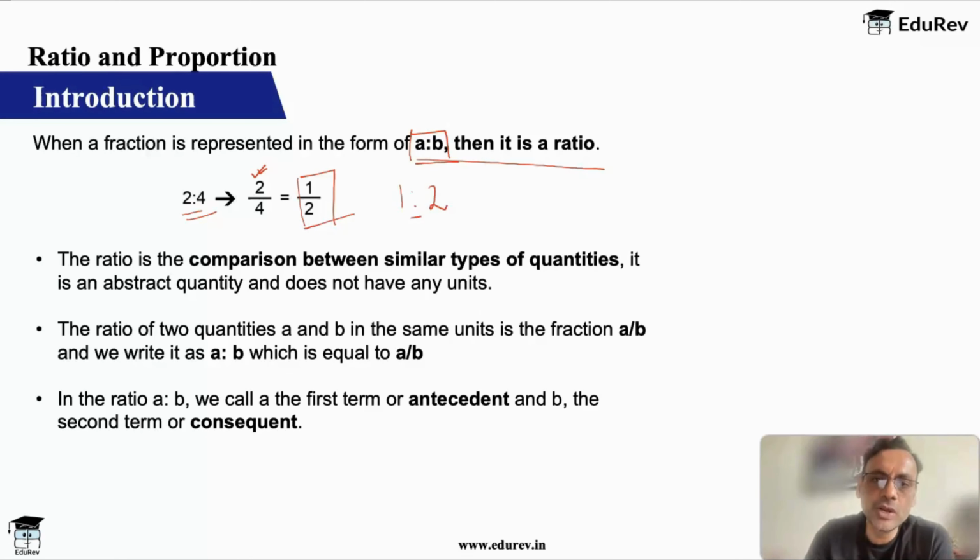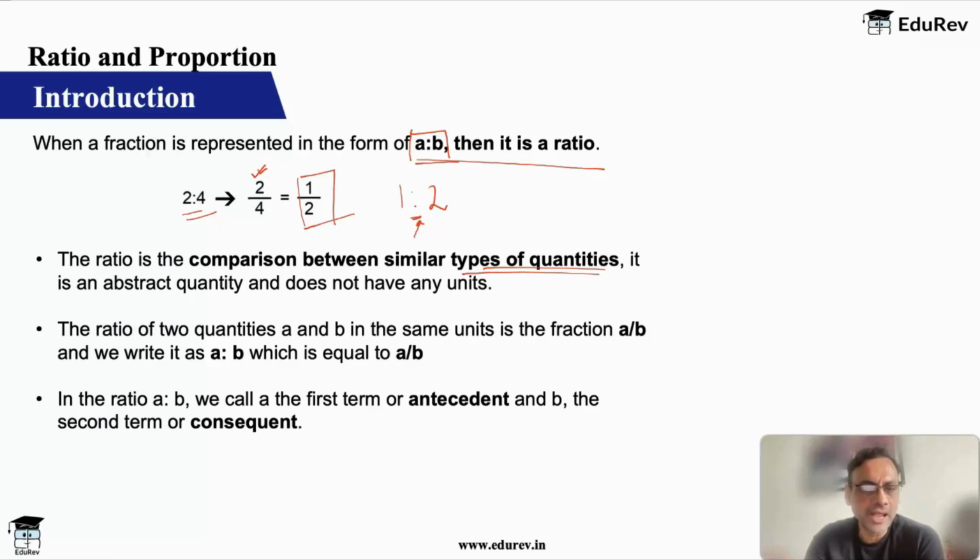We put this colon in between to signify that it's a ratio, and it is read as A is to B. So the ratio is basically comparison between two similar type of quantities. Very important. The quantities have to be similar. They do not have any unit because the units will get cancelled. But you can compare height with height, weight with weight, length with length, distance with distance, speed with speed. But you can't compare distance with speed, height with age or something. So the quantities should represent the same type of quantity.